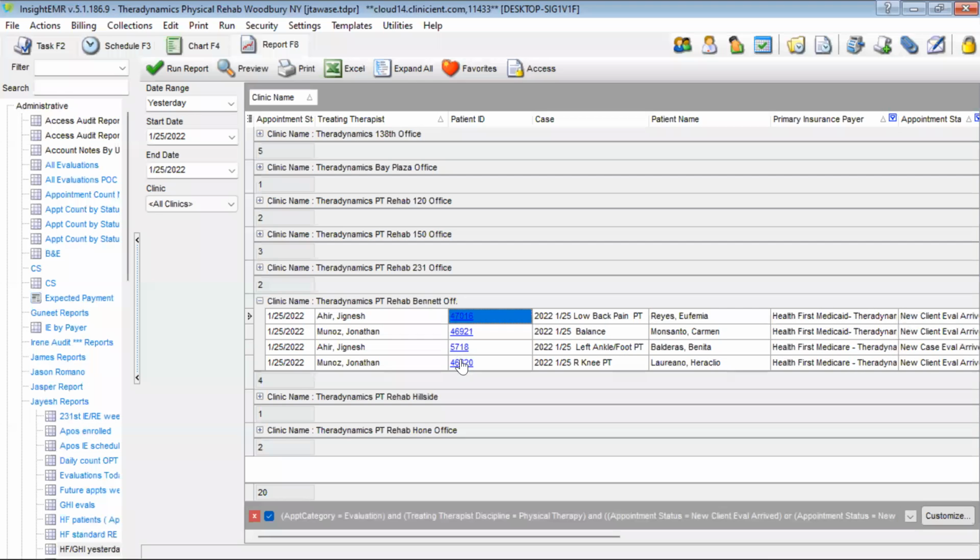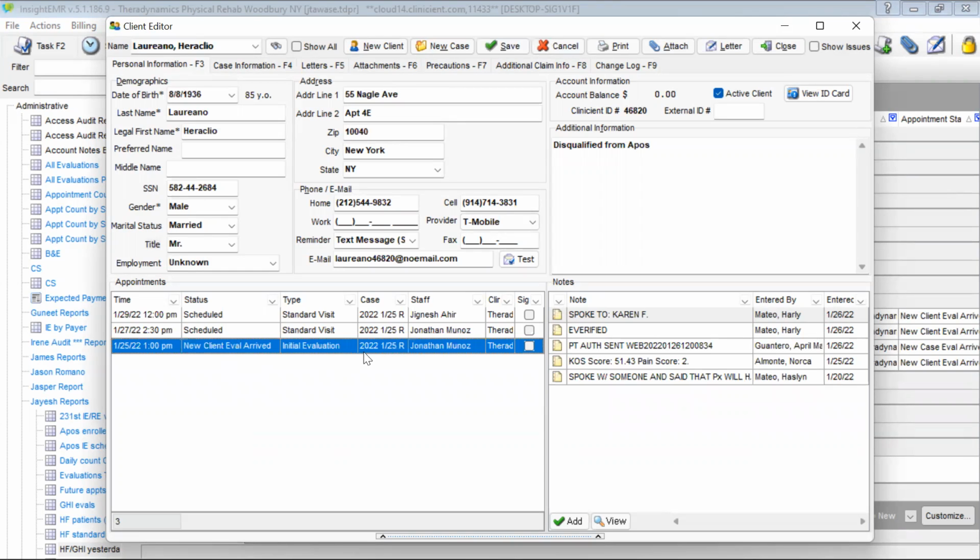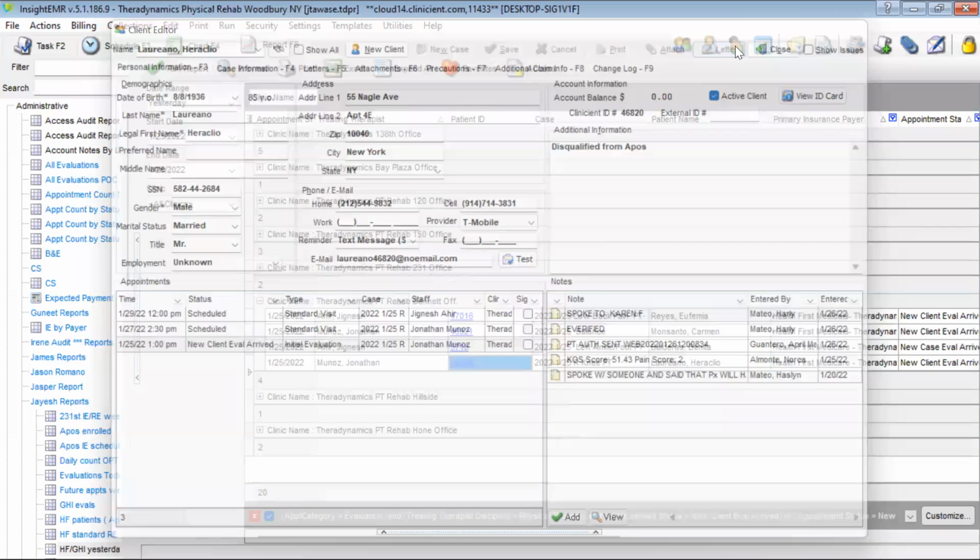Next one. So low back, hip, and knee pain. So knee pain, I'll click here. Again, who is the evaluating therapist? Disqualified for Apos. But we need to talk to the therapist saying that there should be a reason here why the patient is not a good candidate. Okay. And this is how we're going to be doing the reporting.